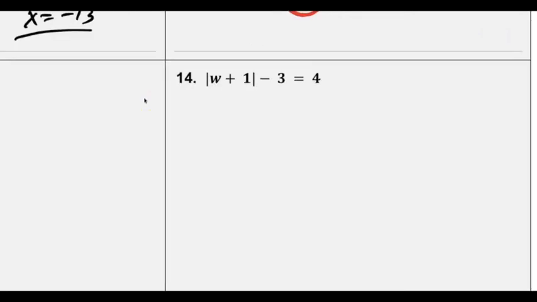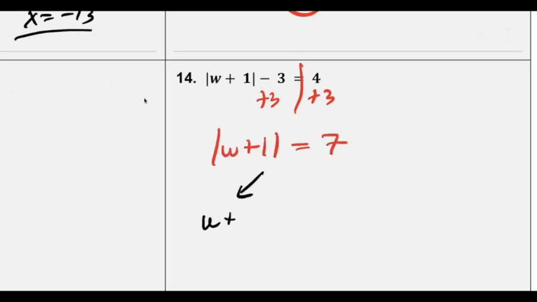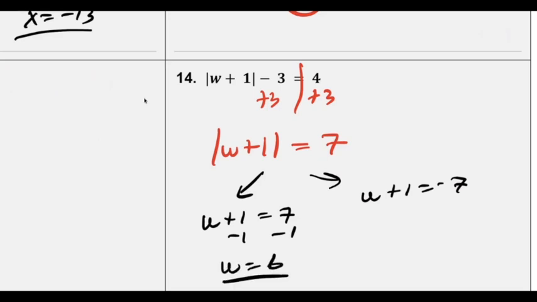Over here, first thing we do, add that 3. So we get w plus 1, divide, w plus 1 equals 7, and now we can split safely. W plus 1 equals 7, and then w plus 1 equals negative 7. Subtract 1, w equals 6, subtract 1, w equals negative 8. By the way, I haven't done this, but you could check your work anytime you want. Probably just plug that in.